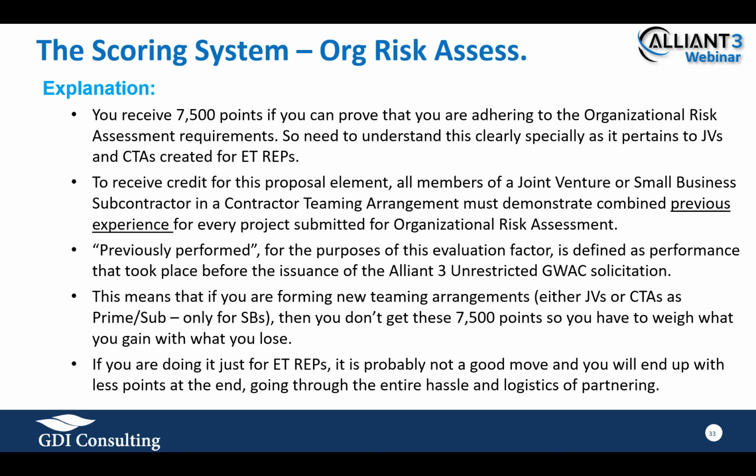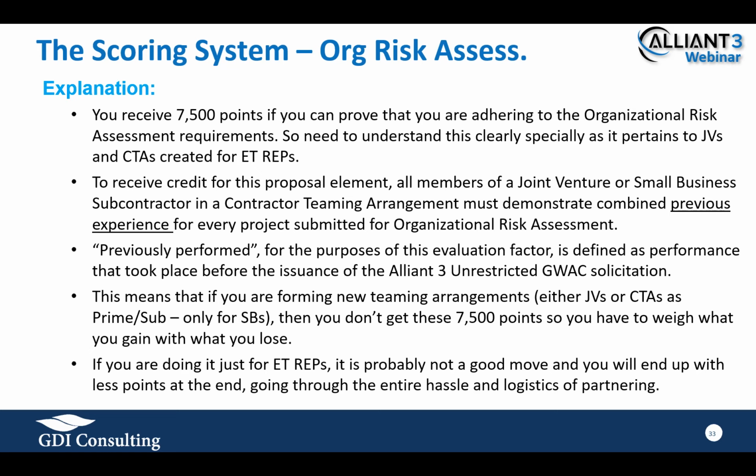Previously performed for the purpose of this evaluation factor is defined as performance that took place before the issuance of the Alliant 3 unrestricted solicitation. This means that if you're forming a new teaming arrangement under either JV or CTAs as prime sub, which is only allowed for small businesses, then you don't get these 7,500 points. So you have to weigh what you gain with what you lose. If you're doing it just for ETREPs, it's probably not a good move, and you will end up with less points at the end, going through the entire hassle and logistics of partnering.